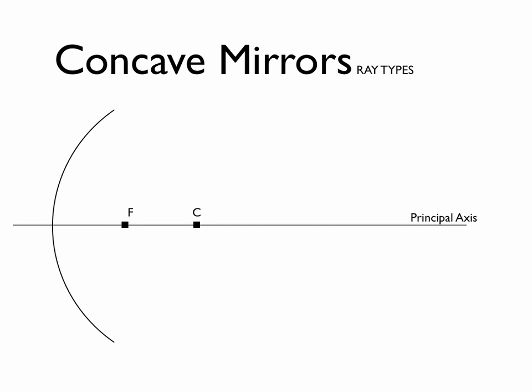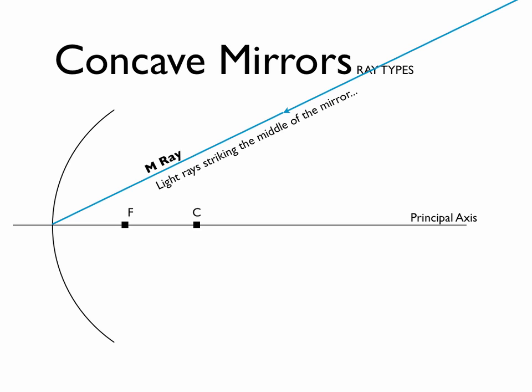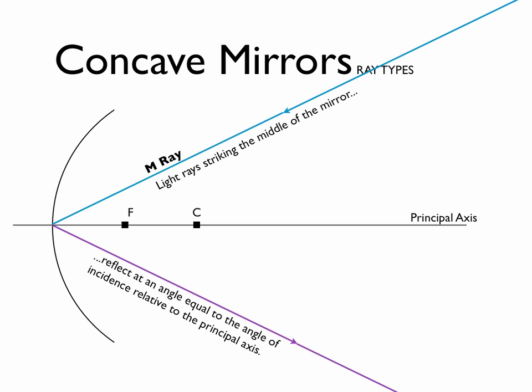Another type of ray that can be drawn is called the M ray. The M ray strikes the middle of the mirror and obeys the law of reflection, as all light rays do, and reflects at an angle of reflection equal to the angle of incidence. I've drawn the angles in green. Theta sub I is the angle of incidence, and theta sub R is the angle of reflection.